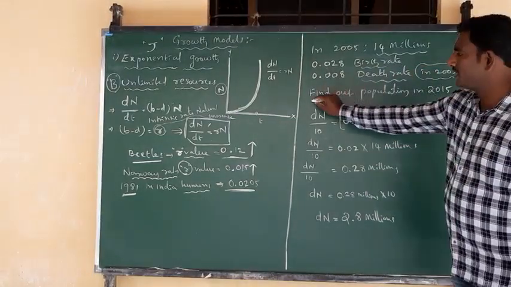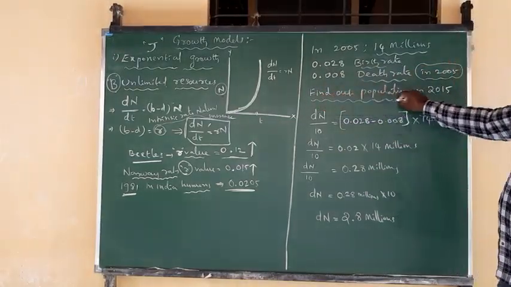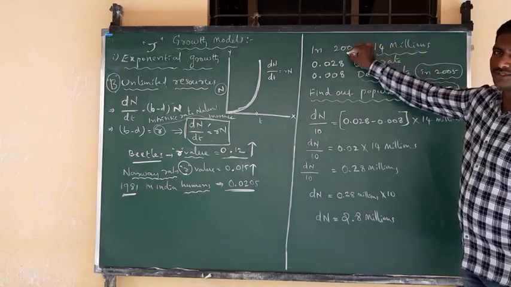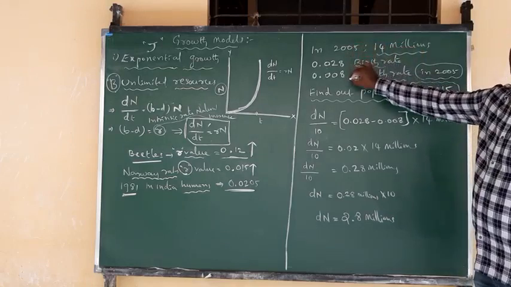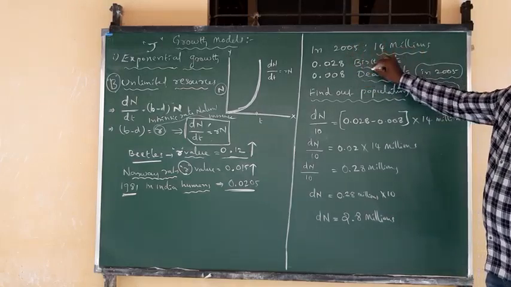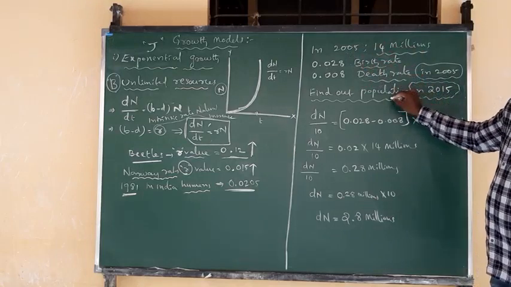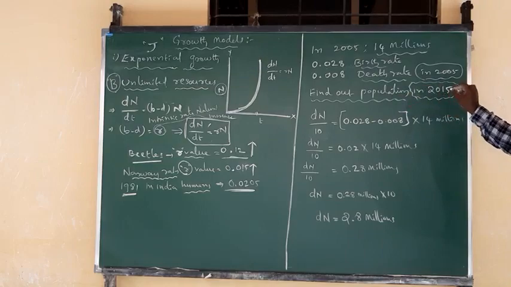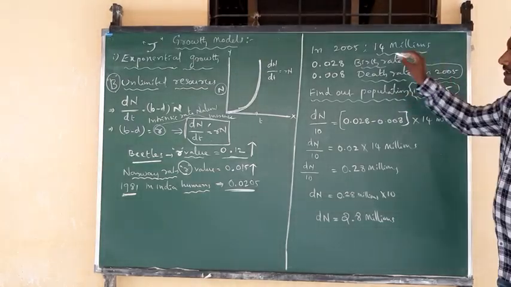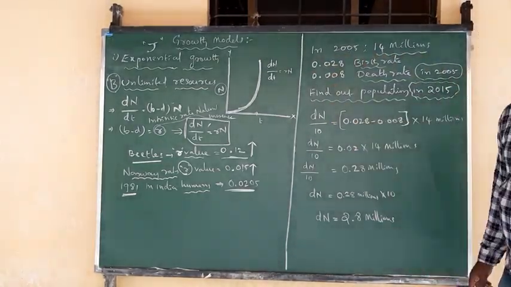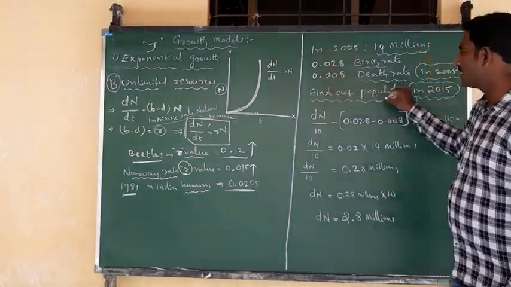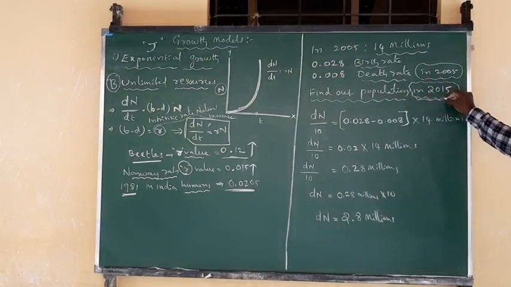Then the question is to find out the population in 2015. Simply, they gave the total population in 2005, and the birth rate and death rate. By using these values, they are asking for the total population. Find out the total population in 2015, based on this exponential growth equation.